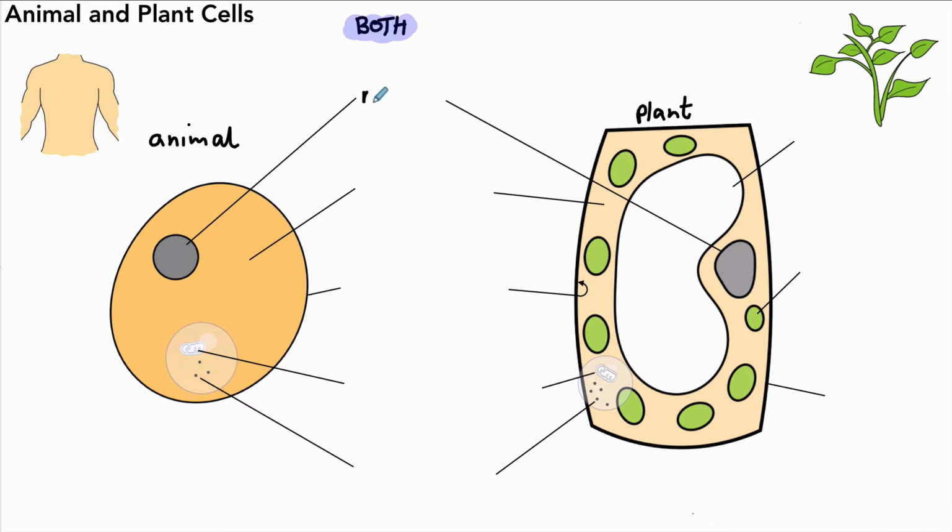So the first one is the nucleus. Next one down, you can see there is the cytoplasm, and the next one down just inside the plant cell there, and on the outside of the animal cell is the cell membrane. And then we look at these parts that I've tried to show as magnified, and these are the mitochondria.